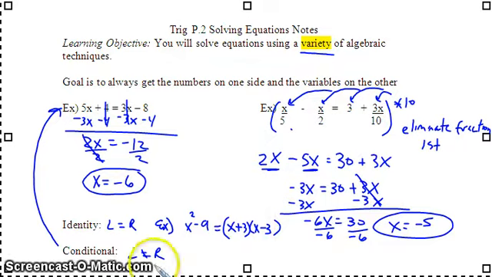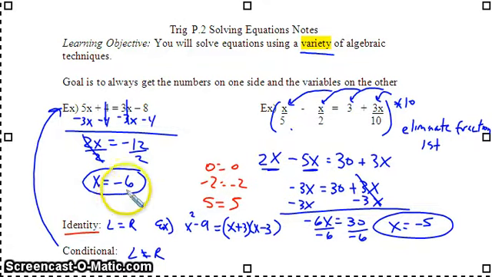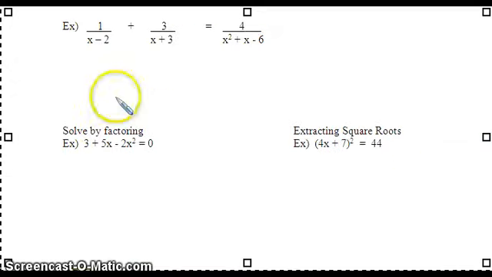A much simpler identity than this is simply if you get something like 5 equals 5, or negative 2 equals negative 2, or 0 equals 0. When the left side equals the right, that's an identity. Conditional statements are what you deal with most of the time when you're solving equations, because when you go through and you solve it, you don't get the same thing on each side of the equal sign. So that's just a vocab reminder.